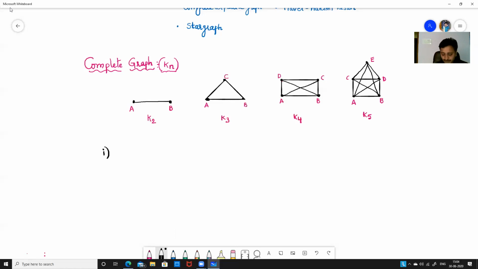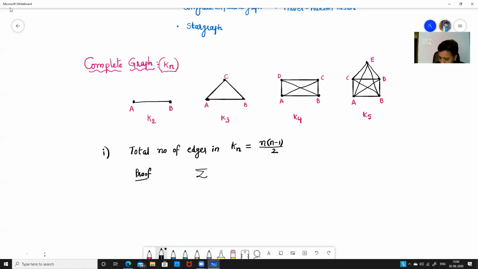Remember that point. The second point is, if you ask how many edges are in the complete graph, the total number of edges in a complete graph with n vertices is equal to n into n minus 1 by 2. How did we get this formula? Very simple. The proof is very simple.